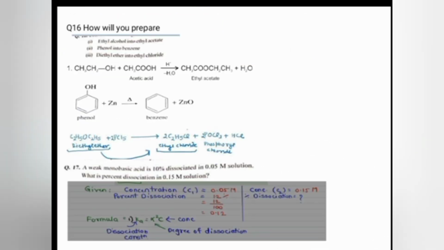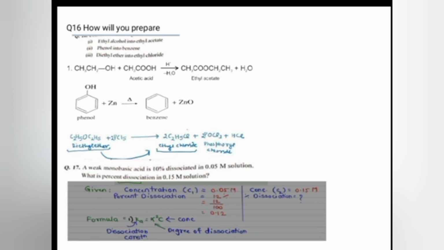The next one, question number 16. How will you prepare ethyl alcohol from ethyl acetate? Ethyl alcohol when reacted with acetic acid in acidic medium gives ethyl acetate as a product, that is esterification. Second, phenol into benzene. Phenol on reduction with zinc dust gives benzene as a product. And the third one, diethyl ether into ethyl chloride. When diethyl ether is reacted with PCl5, you will get ethyl chloride and phosphoryl chloride, POCl3, as a byproduct.